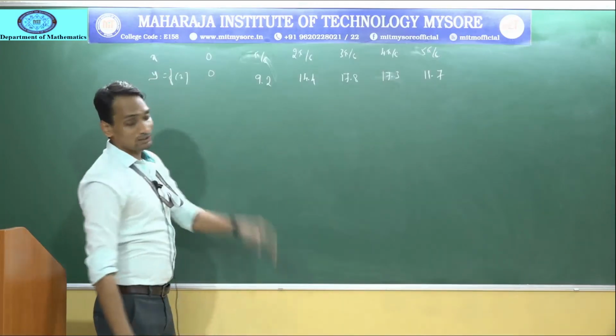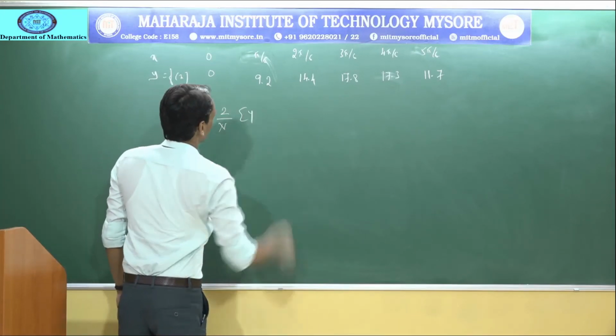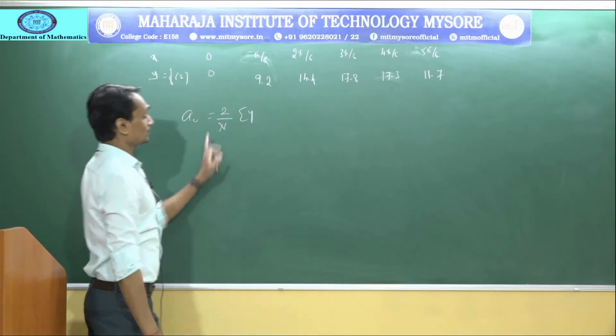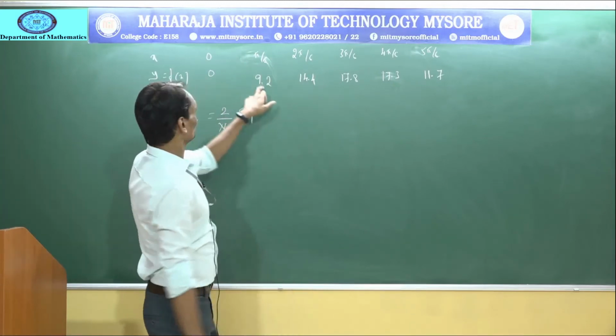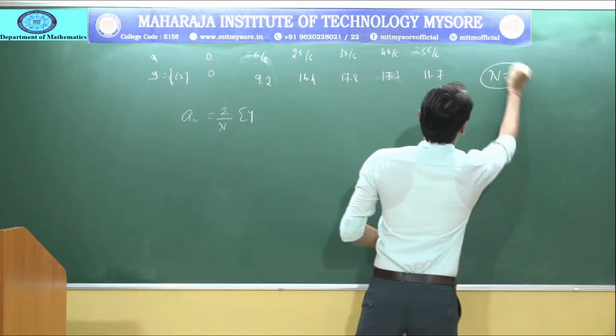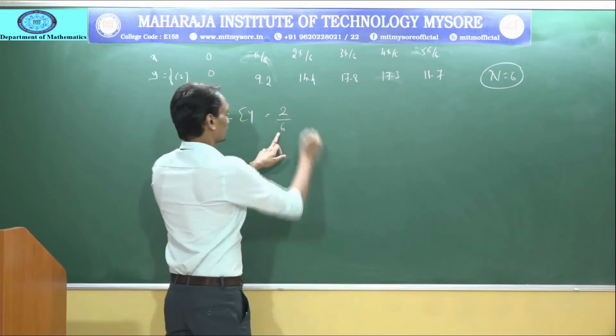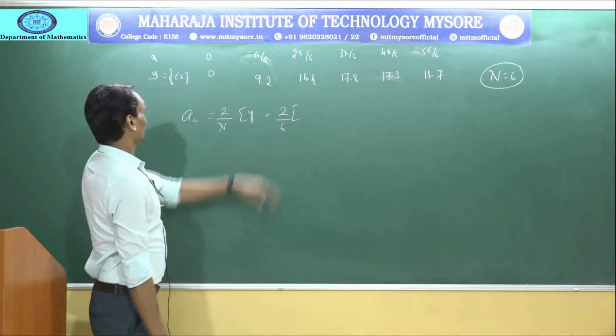Okay, I write the formula for a naught. A naught equal to 2 by n into summation of y. Here n is the number of terms: 1, 2, 3, 4, 5, 6. I write here n equal to 6, which implies 2 by 6 into summation of y. Add all the values in the y column.